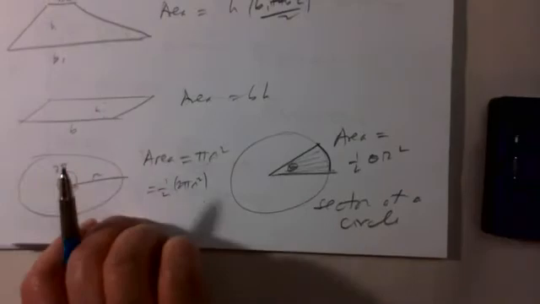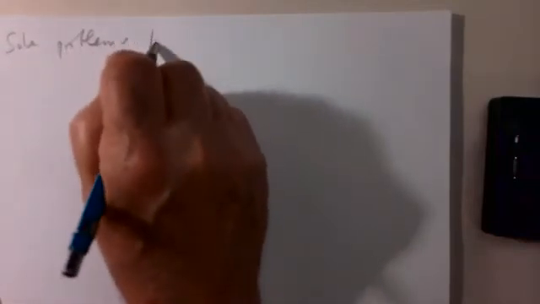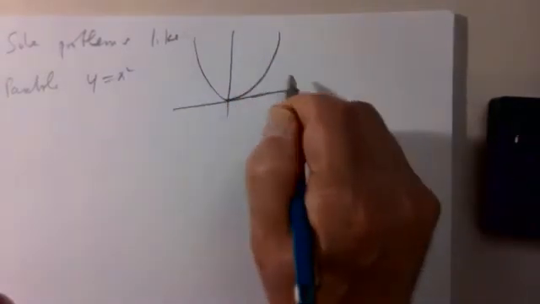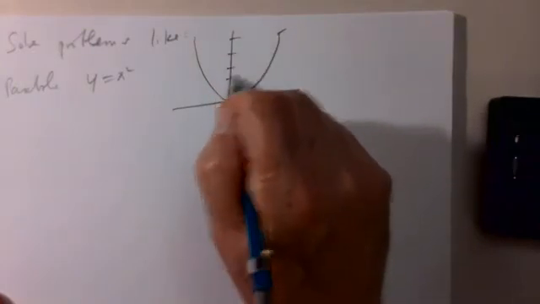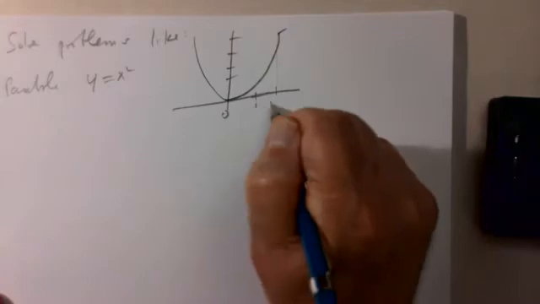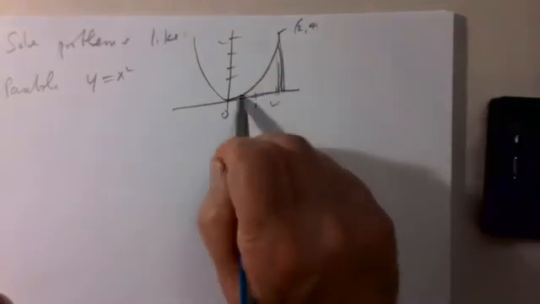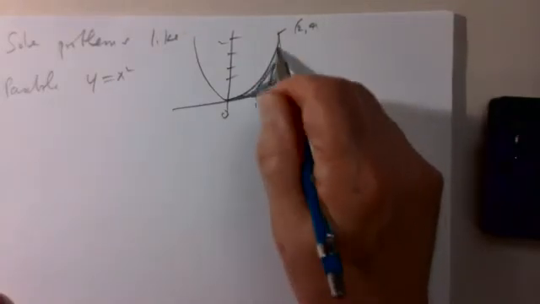The only other thing we need to know before we start to talk about areas of more general regions is the following. I mean, here's what we would like to solve. So we want to solve problems like the following. Suppose we take a parabola. Say y = x squared. So this is the point 2,4. Suppose we want to find the area under the parabola.